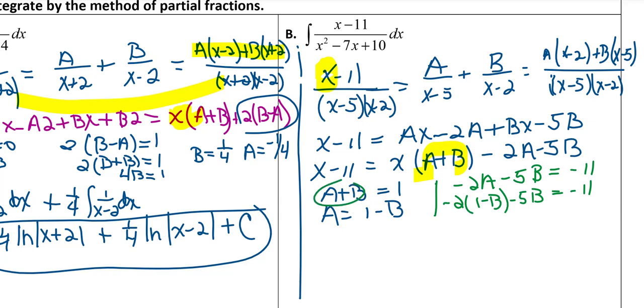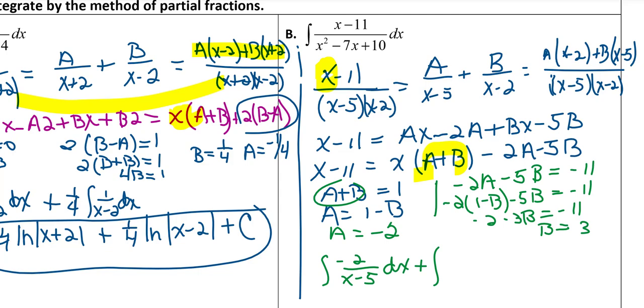Okay, so now when I distribute and simplify, I get negative 2 minus 2B minus 3B equals negative 11. So I get B is equal to 3. So that means A is going to equal negative 2. So now I can do my integration. So I'm going to have the integral of negative 2 over (x minus 5) dx plus the integral of 3 over (x minus 2) dx.